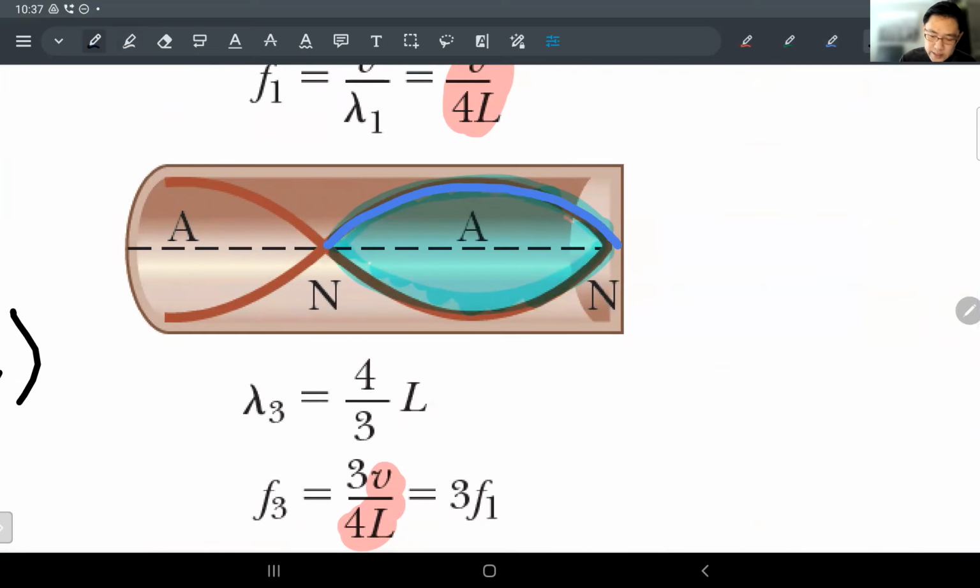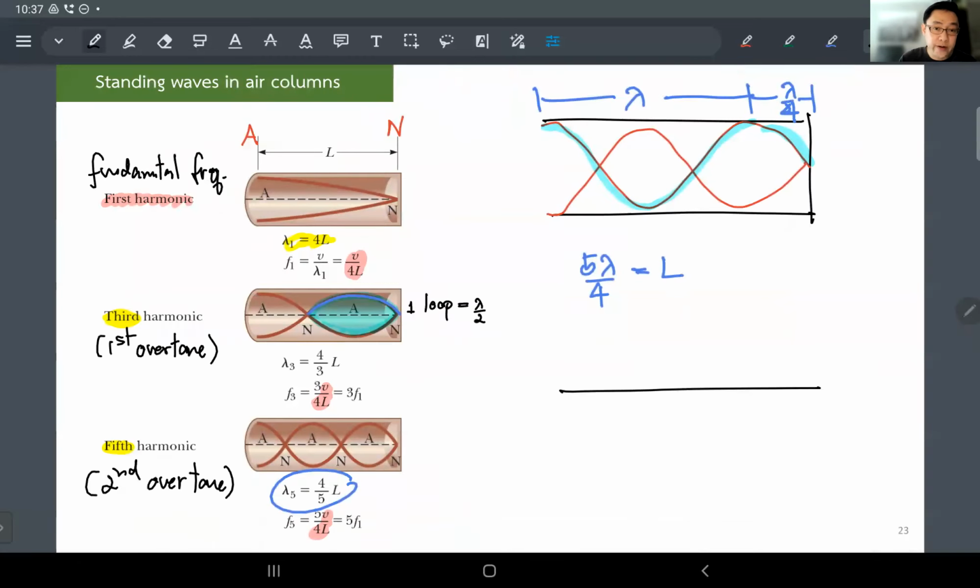So that's why, if you want to talk in terms of loops, one loop will be equivalent to half a wavelength. It depends on your preference. If you want to count the loops, that is fine. I love to count the loops. Let's count it: one loop, two loops, and a half. So in this particular case, it's going to be 2.5 loops.